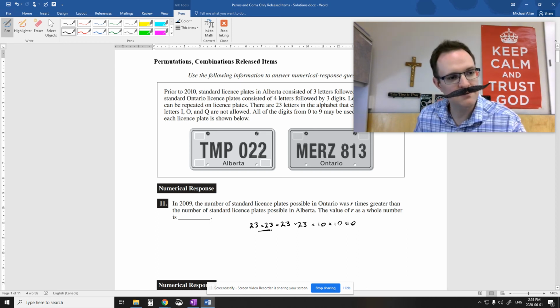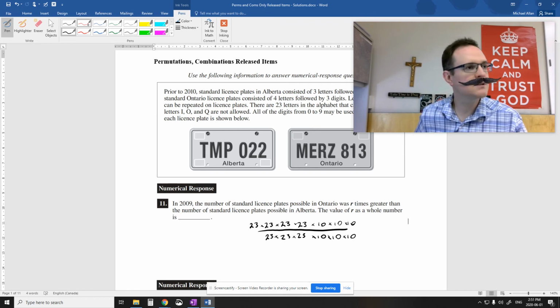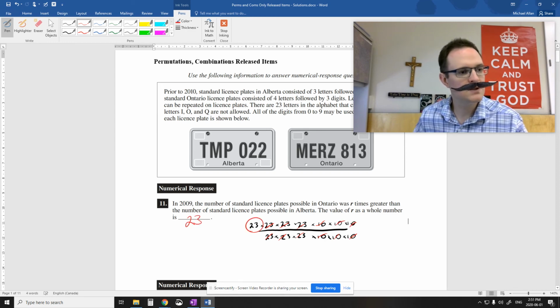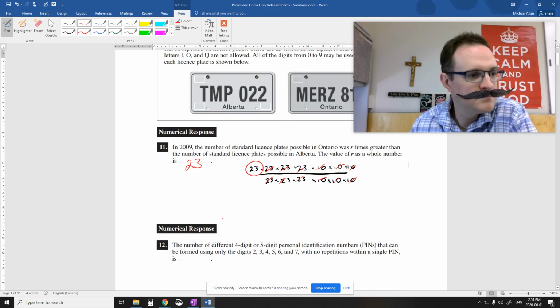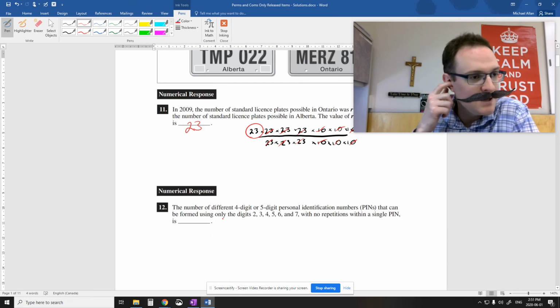I'm not actually going to find that number out because I'm going to divide by Alberta, because that's just how you figure out how many times greater things are. You just divide them, and then you start reducing things off. They both have 3 23s and they both have 3 10s. Sweet. The only thing left over is 23. So it's 23 times greater.